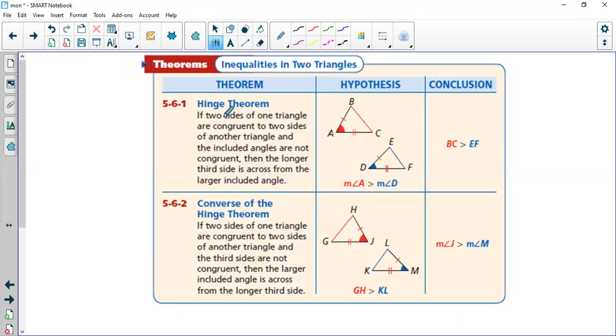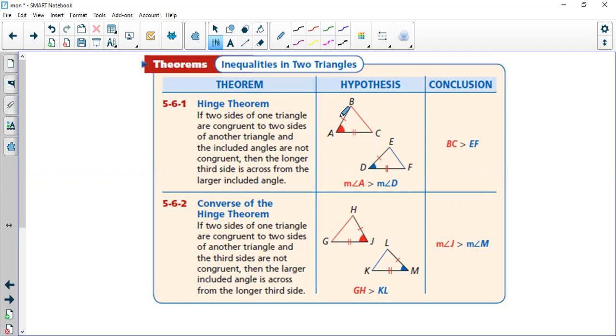And the first theorem is called the Hinge Theorem. Now, what does the Hinge Theorem say? It says that if two sides of one triangle are congruent, that's equal to two sides of another triangle, and the included angles are not congruent, then the longer third side is across from the larger included angle. In simple words, if you have two triangles and two sides of the triangles are equal to each other, and the third side and the included angles are not equal, then we can see which triangle's third side is longer.